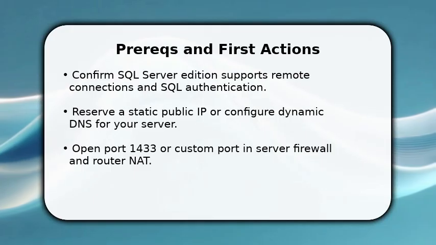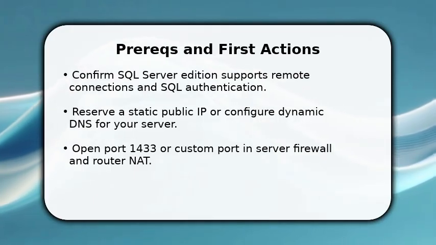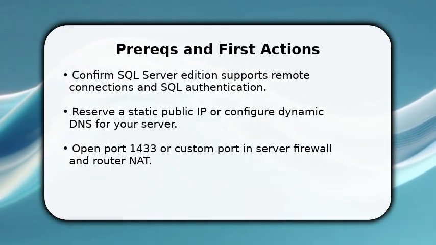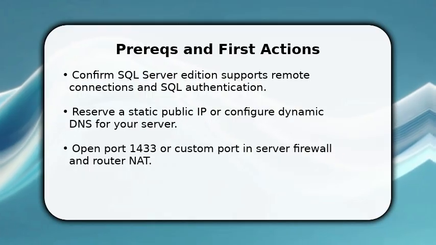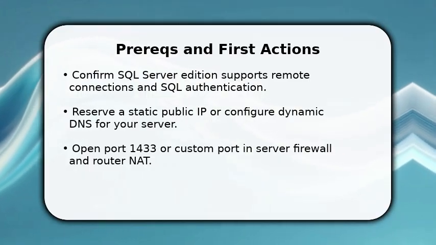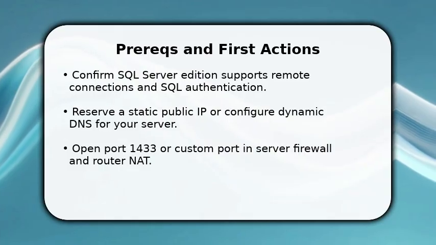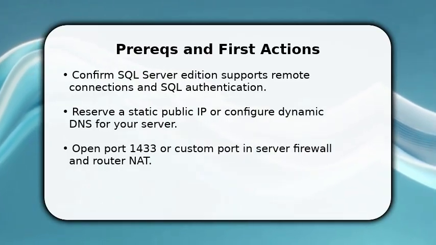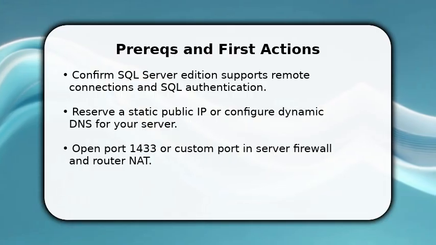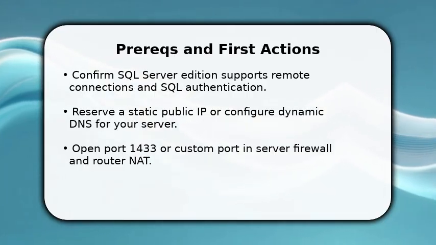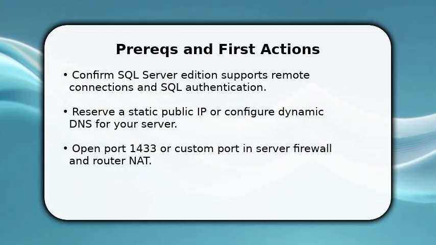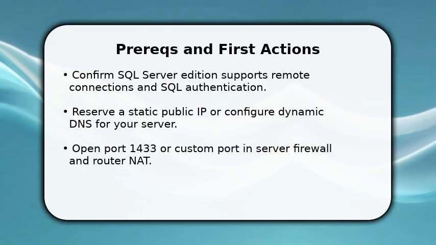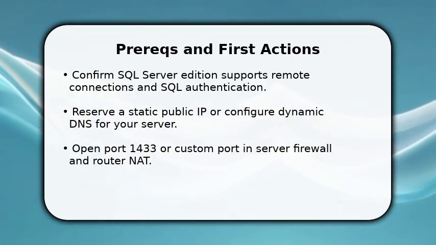You start by verifying prerequisites. Enable SQL Server authentication and the TCP/IP protocol in SQL Server Configuration Manager. Once done, create or assign a static public IP or set up dynamic DNS so your server is reachable. Then choose a port, default 1433, and configure the Windows firewall to allow inbound TCP traffic on that port.